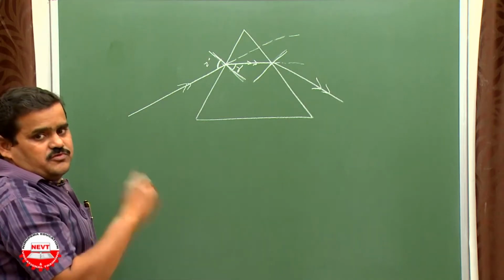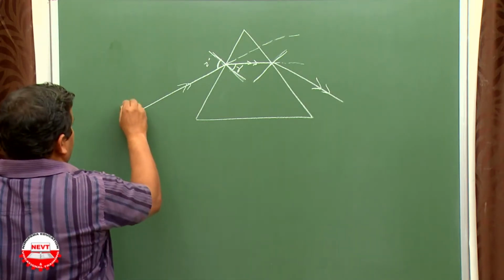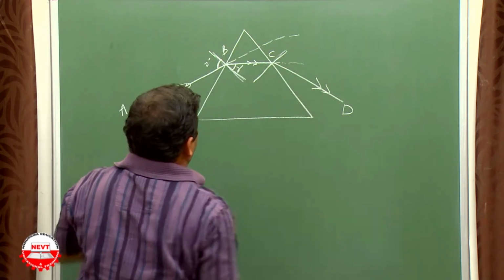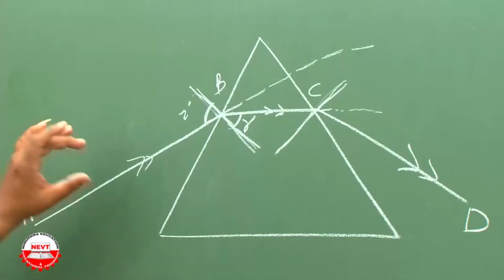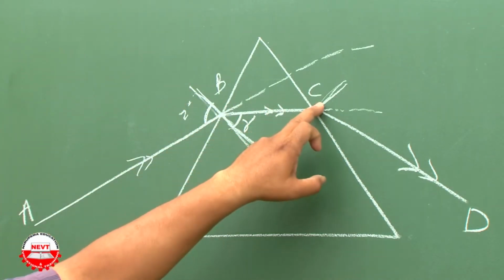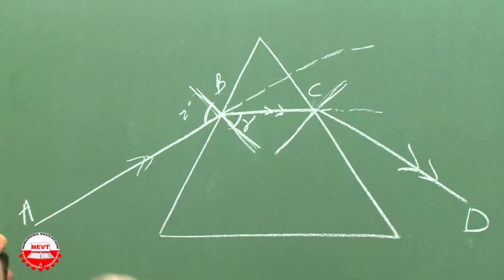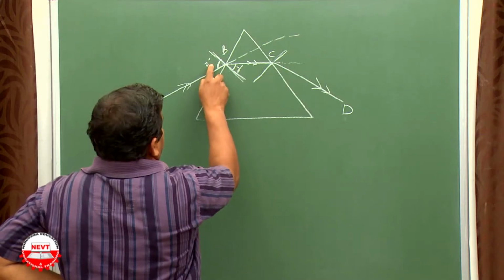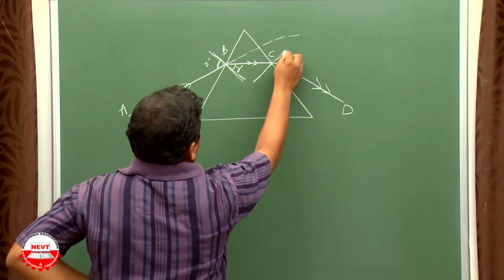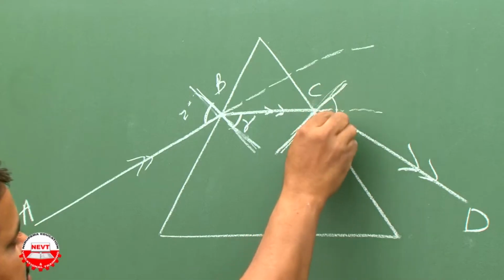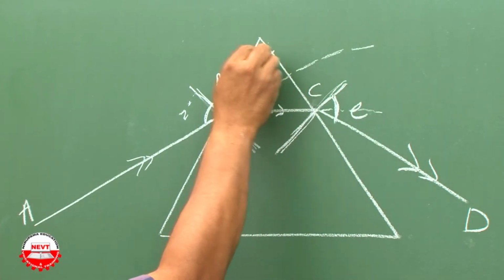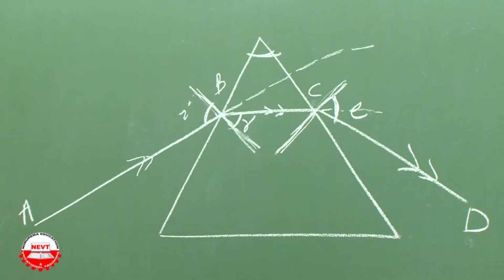This diagram is in your book, you can also copy it from the book: A, B, C, D. You know which rays are what. AB is the incident ray, BC is the refracted ray, CD is the emergent ray. This is angle I, this is angle R, and here this is the normal. This angle is known as the angle of emergence. This angle is known as the angle of the prism.